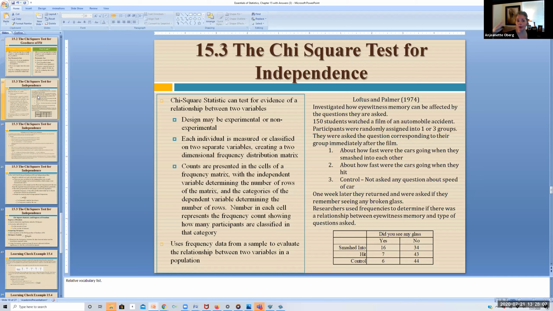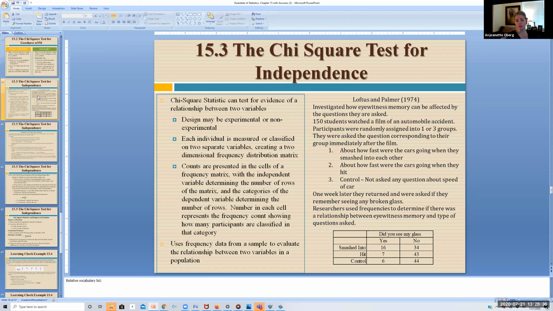I am going to keep on going, and we're going to talk about the chi-square test for independence. When you're talking about a chi-square test for independence, you're looking to see if two variables are related to one another, which in some ways sounds like a correlation. Some people relate it to an independent measures t, and I often think of it as an interaction, kind of like that ANOVA interaction that you're analyzing.